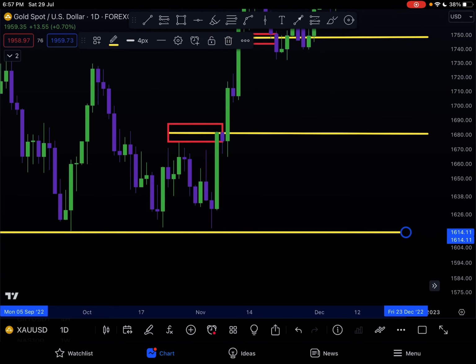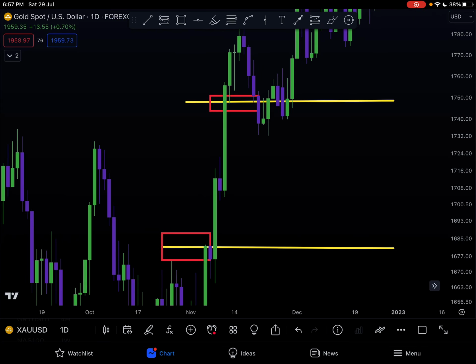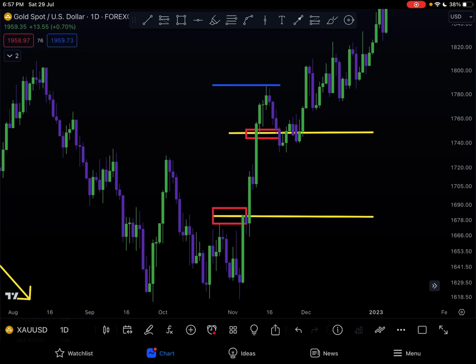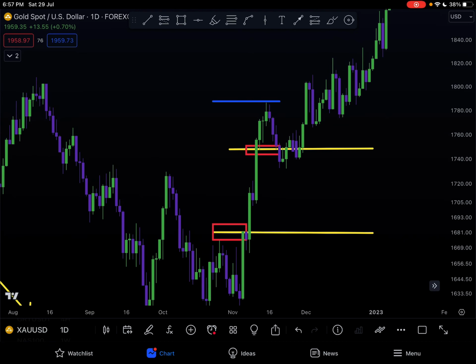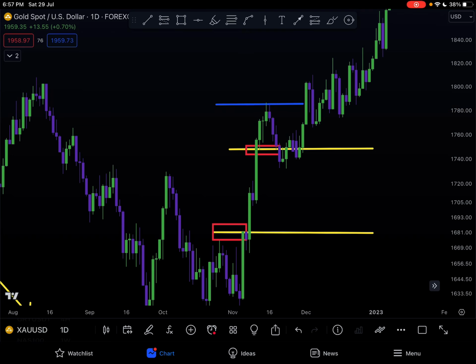I'll get rid of this bottom one. See that? Now, check this out. Very cool, right? Now I'm on a daily chart. What did I say about what happens after a fair value gap is born?